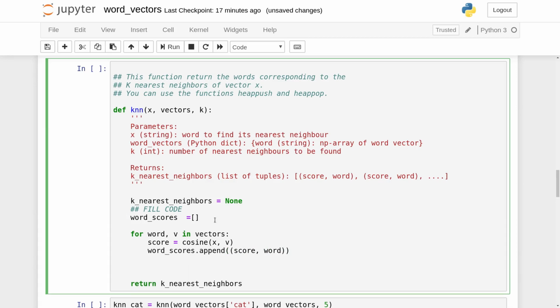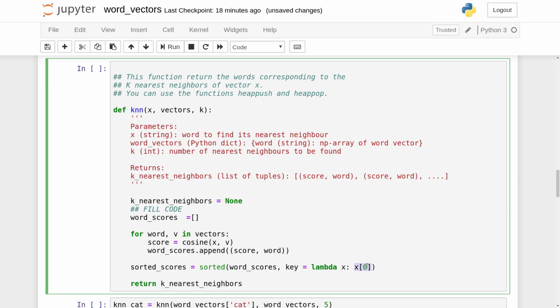And the next step is I'm going to do a sort. So I'm going to do the k nearest, let's call it sorted scores, which are going to be sorted of word scores. So what is my scoring function? It's going to be lambda x, it's going to be x of 0. So the key to how I sort my word scores is going to be x of 0.